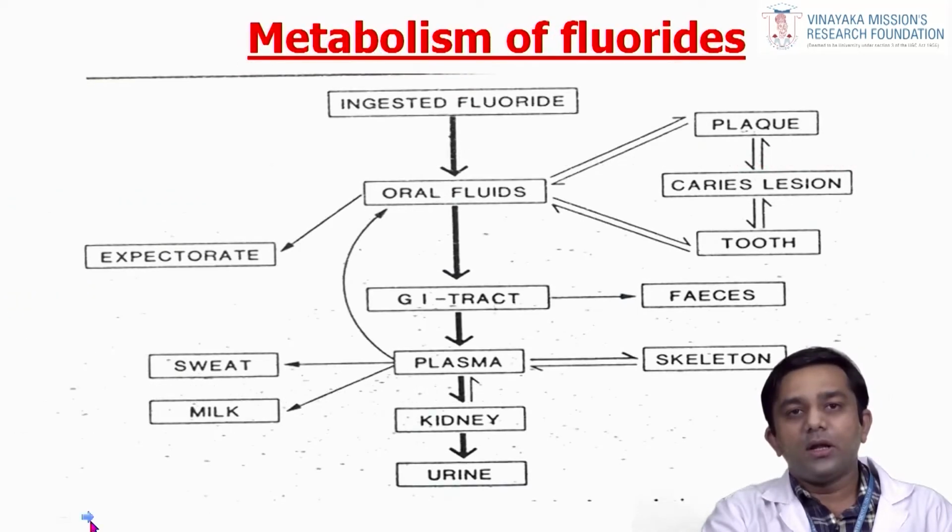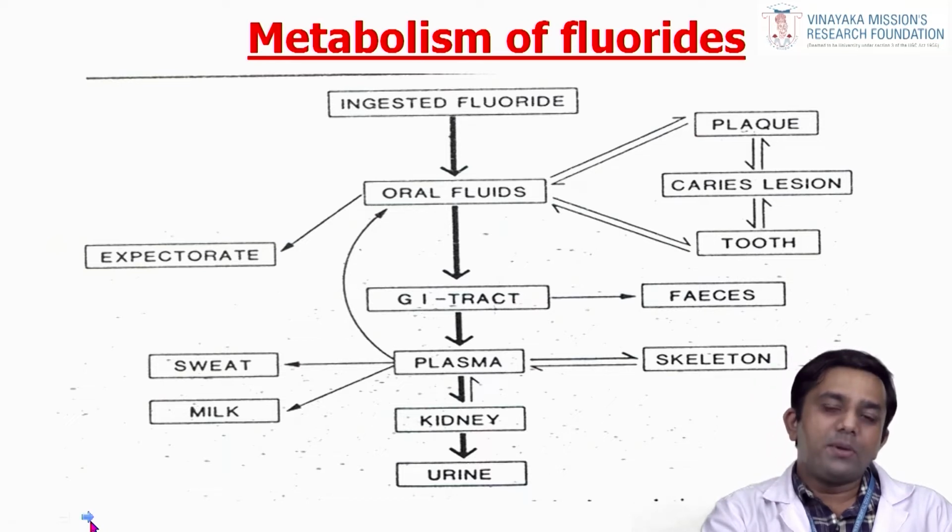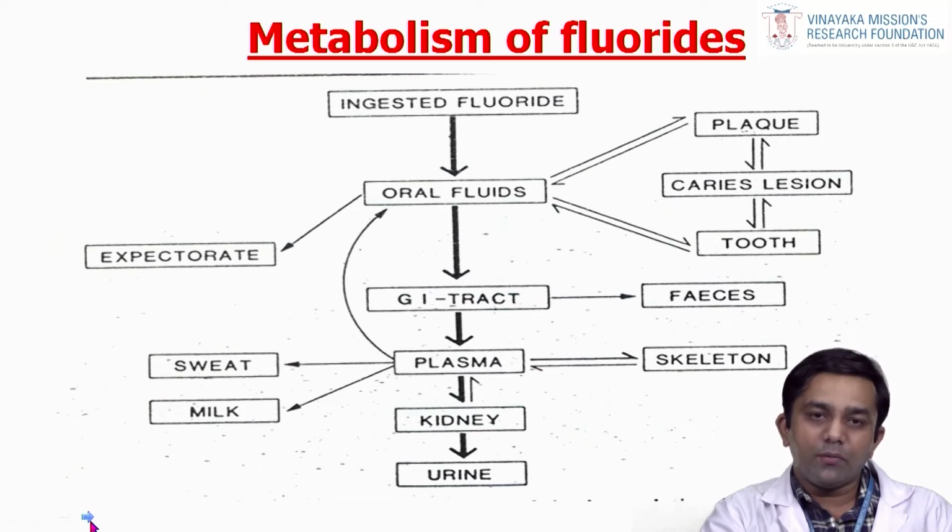The metabolism of fluoride depends mainly on the amount of fluoride that is ingested by the person. So, it depends upon the topical and the systemic fluoride that is taken by the person. So, it can be topical or systemic fluoride that is ingested by the patient. When a patient ingests fluoride from different sources, it gets absorbed from the oral fluids. Plasma is mainly considered to be the part where the maximum amount of fluoride is absorbed, and from the plasma it is again distributed to different parts of the body.